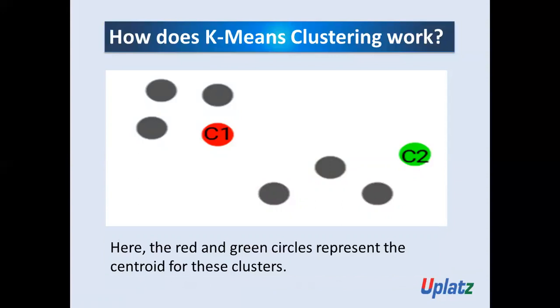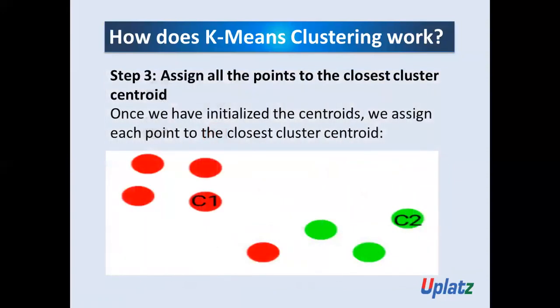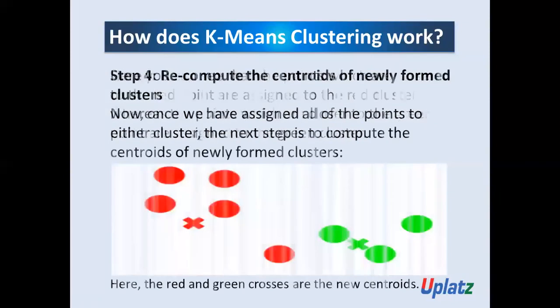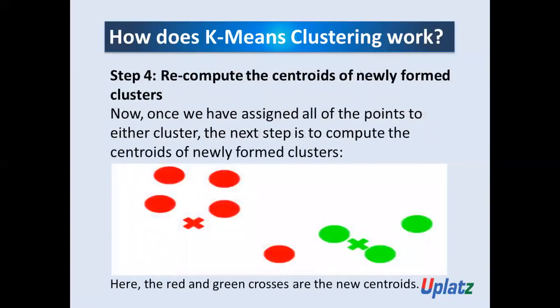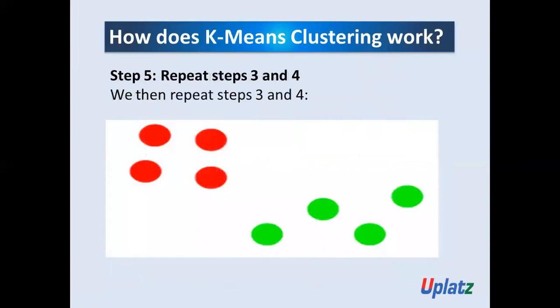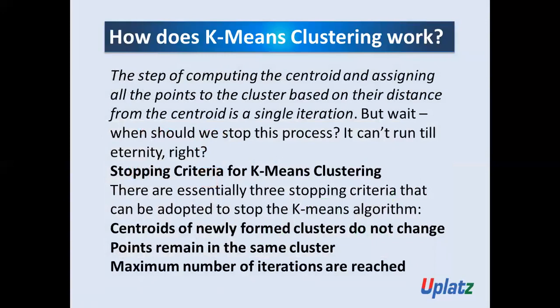Now what is the third step? We need to assign all the points to the closest cluster centroid, so we have assigned them. In the fourth step, we need to recompute the centroid of the newly formed cluster. Then again repeat steps 3 and 4, until the centroids of the newly formed clusters do not change, the points remain in the same cluster, or the maximum number of iterations is reached. Then you can say it's time to stop k-means clustering.